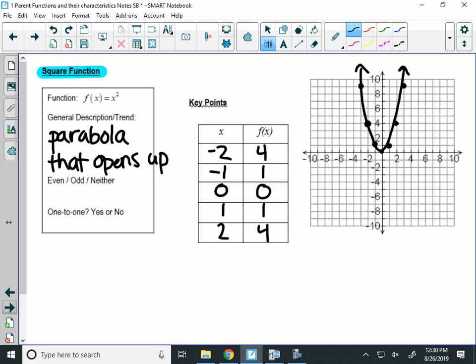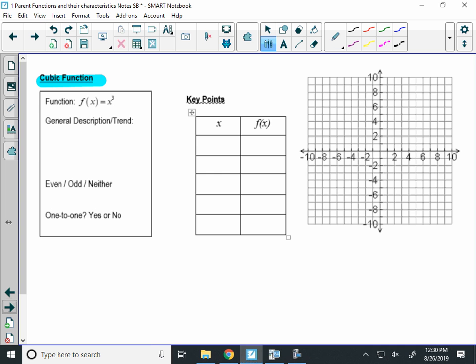Would you say that that parabola is even, odd, or neither one? Even. Why is it even? It reflects over what axis? The y-axis, and its exponent is even, 2. Is that 1 to 1? No. Good? Good there? All right, so we know lines, we know parabolas.